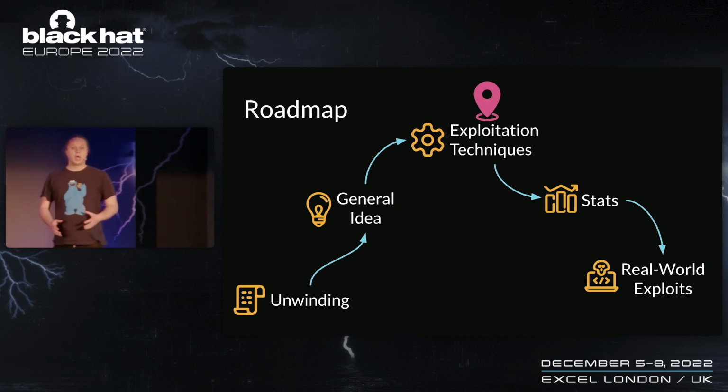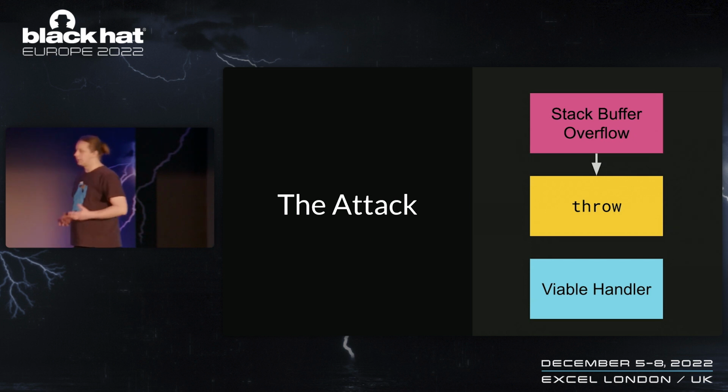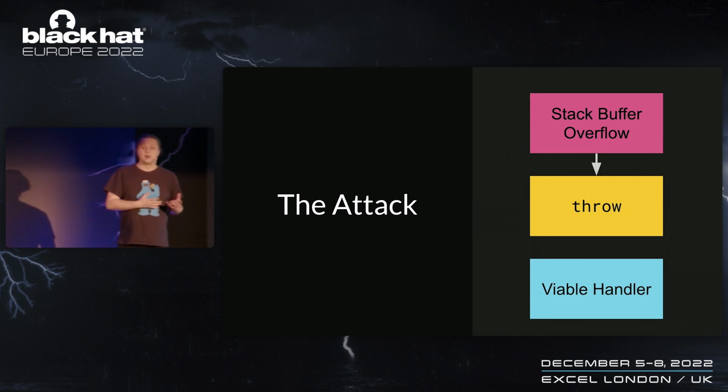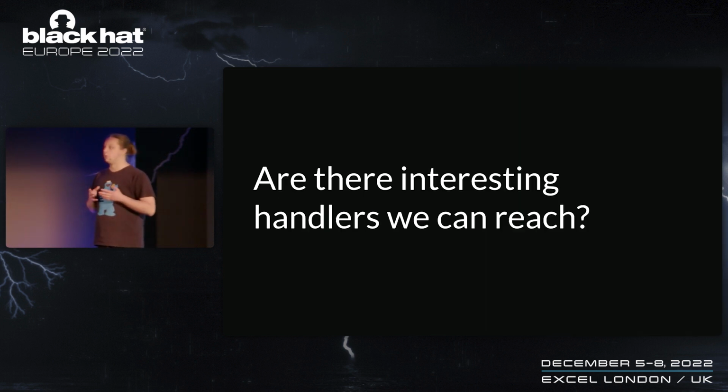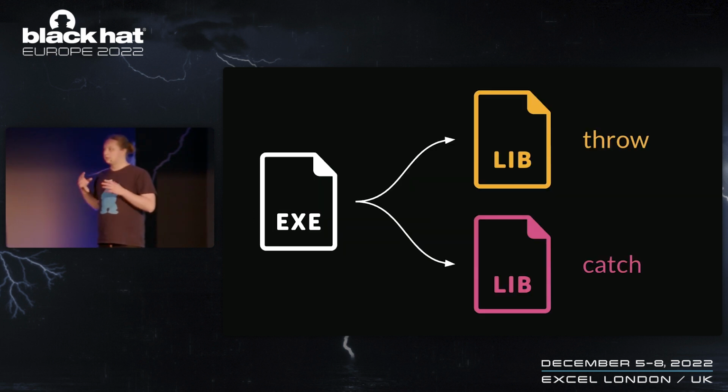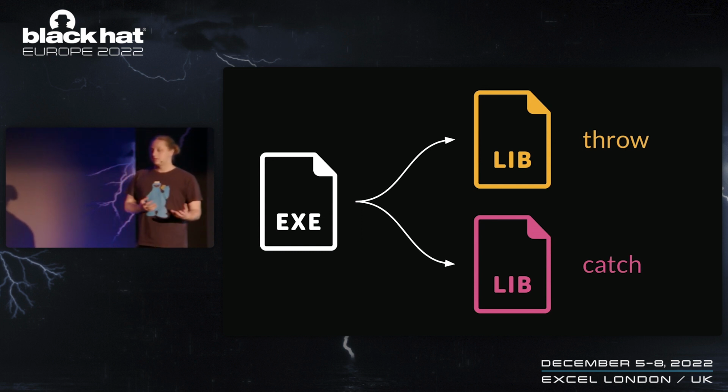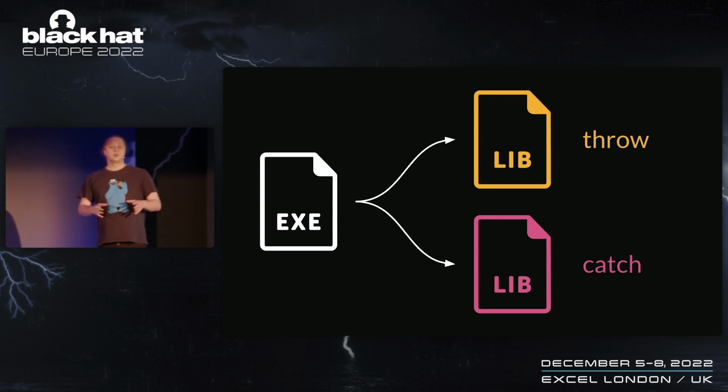Let's take a look at how we can abuse this technique to craft some more interesting exploits. Again, we have a stack buffer overflow, then we reach a throw after that, and then finally, we execute a viable gadget or a handler that we can abuse. So let's take a look at what kind of handlers we can abuse this way. One of the most important things that we need to realize at this point is that the handlers and the throw statements don't necessarily need to be part of the code of the program that we're exploiting.